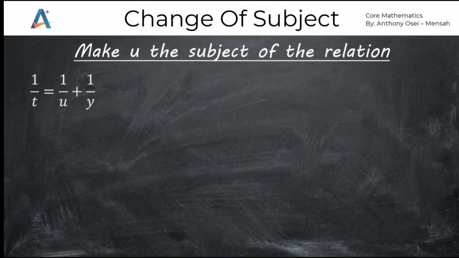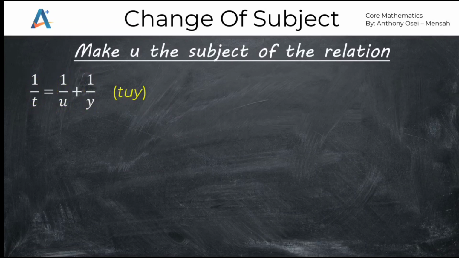The LCM here will be TUY. So t will multiply u and will multiply y. That's how we get our LCM. You multiply all the denominators of the fractions, so it will become TUY. This is our LCM. So I'll use this LCM to multiply this term, and also multiply this term. Let's see how we do that.